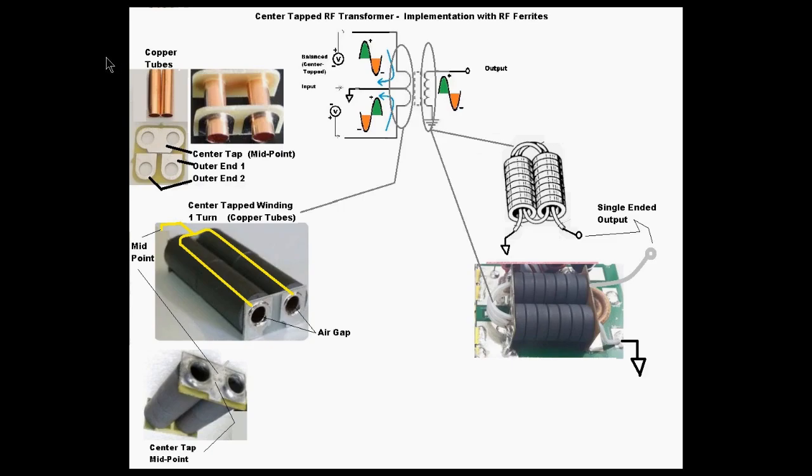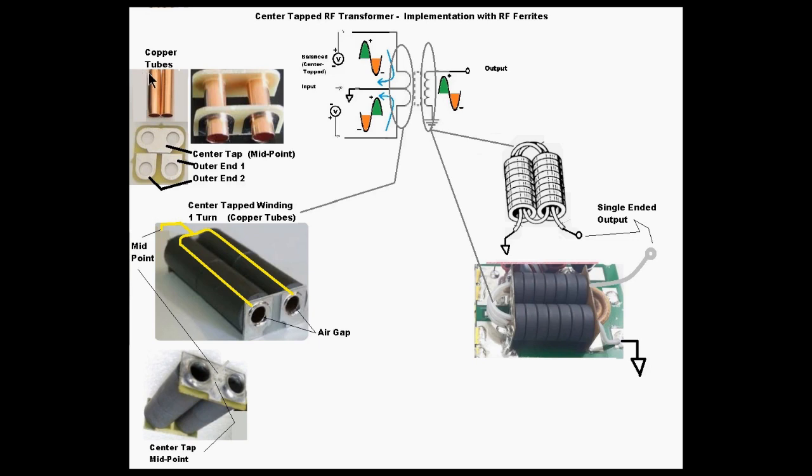Now I'd like to show the very important implementation of the center tapped RF transformer. I have a number of drawings here to help us understand how this center tapped RF transformer, which you can see the circuit diagram in the upper middle, is actually implemented. And this is one of the key technologies of the RF CB linear RF amplifiers.